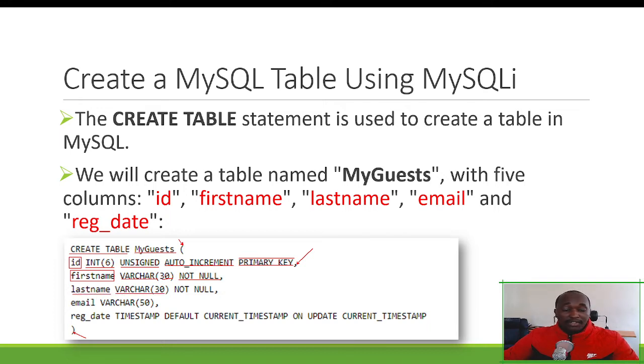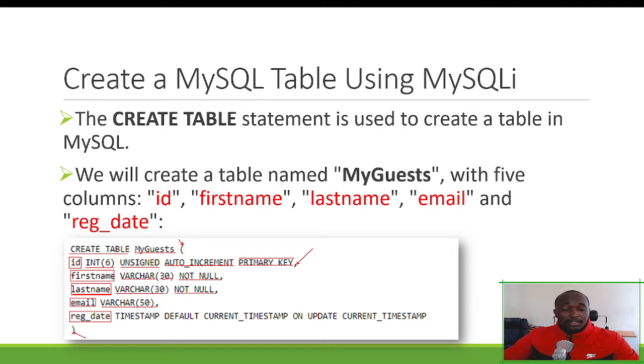Then we have last name. So very similar to first name. Then we have email, a little bit longer. Some emails can be long, so 50 characters. Again, varchar simply means it's a character. Then there's an interesting one here. Sorry, I meant to use rectangles for the column names just to differentiate it from the format. Okay, then we have registration date here.